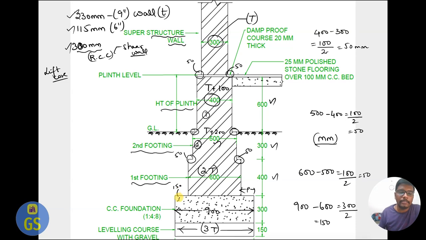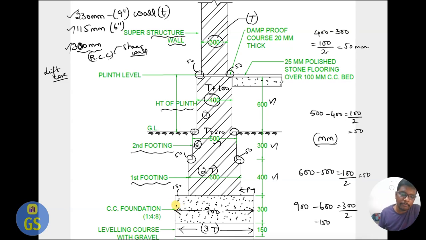So these are the standard values. It might vary slightly according to the site and construction work. A few people will keep 175, some will keep 135. So these are some standard values, but 150 is the recommended one.